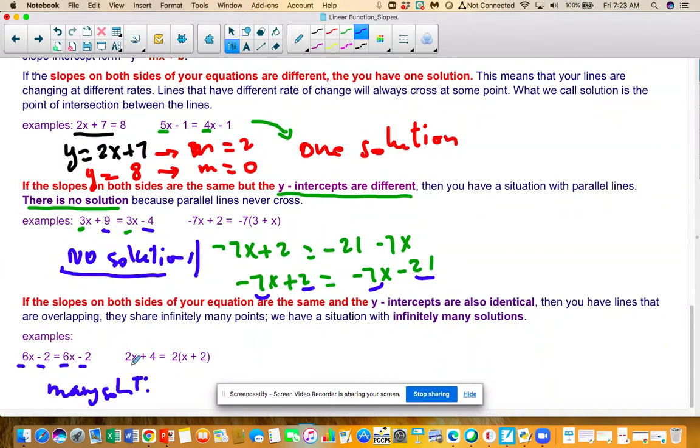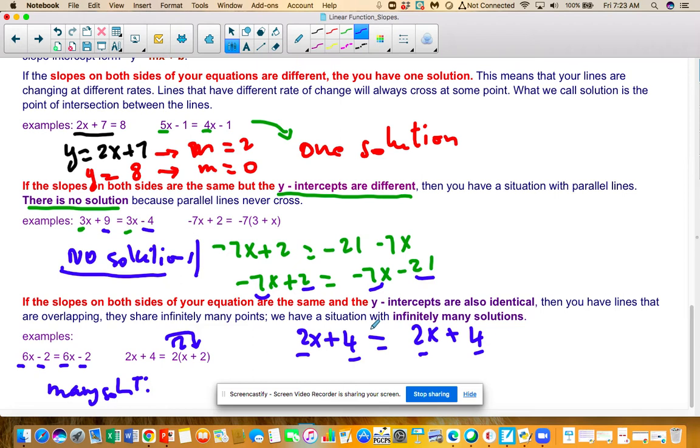Here is the situation again. 2x plus 4. Let's use the distributive property again. You'll see 2x plus 4. So 2x plus 4 on the left is equal to 2x plus 4 on the right. So again, same slope, and the y-intercepts are the same. So this is a situation with infinitely many solutions, right?